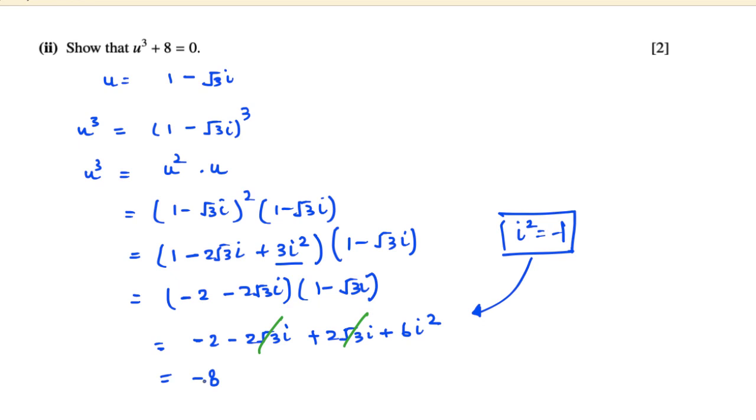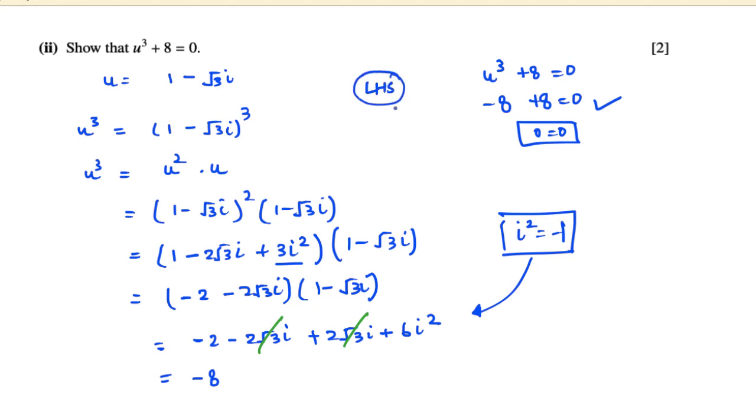Now if you substitute the value of u cubed in this equation, u cubed plus 8 equals 0, negative 8 plus 8 equals 0, which is valid. Zero equals zero. Or what we can do is just start with the LHS and say at the end LHS is equal to RHS. Left hand side is equal to right hand side. Okay, this part is done.